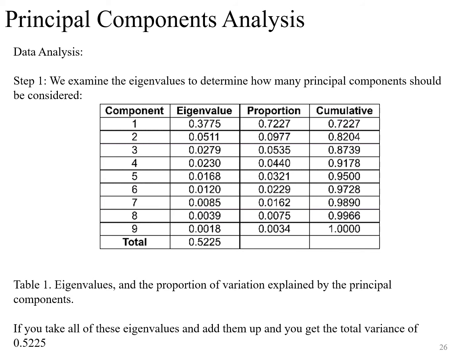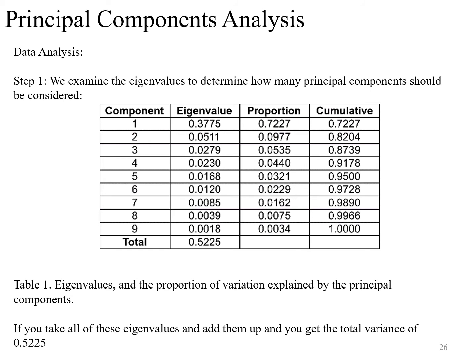The last one, principal component 9, we have 9 variables. We're going to start out with 9 principal components. It only explains 0.0018. That's what its variance is. The total variance associated with the data set is 0.5225. We've added up all those eigenvalues to get 0.5225, and then a very standard way to look at this is to then divide each eigenvalue by the total so that you get a fraction or a proportion of variance associated with each of the components.